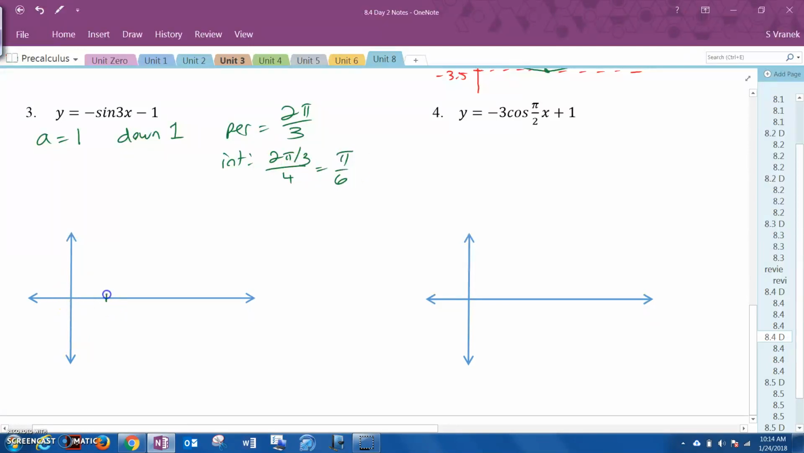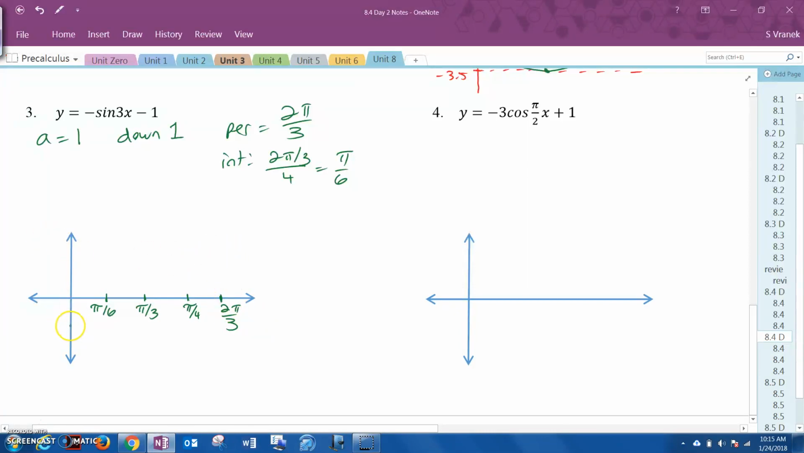So I can do that right now. Going up by pi over 6 is pi over 6. 2 pi over 6 is pi over 3. 3 pi over 6 is pi over 2. 4 pi over 6 is 2 pi over 3. So all I did was simplify all those as I went.